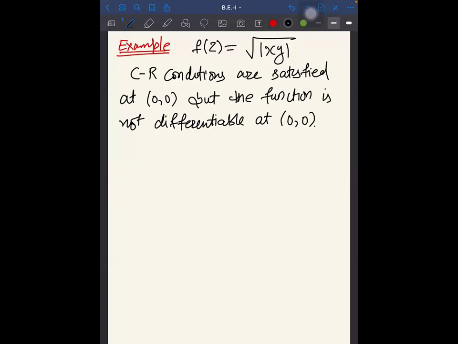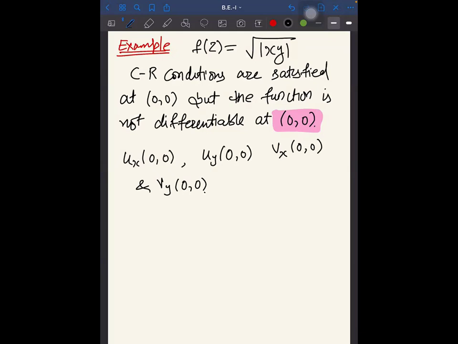So let's say first of all we prove that this function satisfies the CR conditions. So what are the CR conditions? Tell me. u_x and v_y. True. We want to determine them at this point, so we need the partial derivatives at this point. That means we want u_x at (0, 0), u_y at (0, 0), v_x at (0, 0), and v_y at (0, 0). So first of all, we'll determine these four things, right?